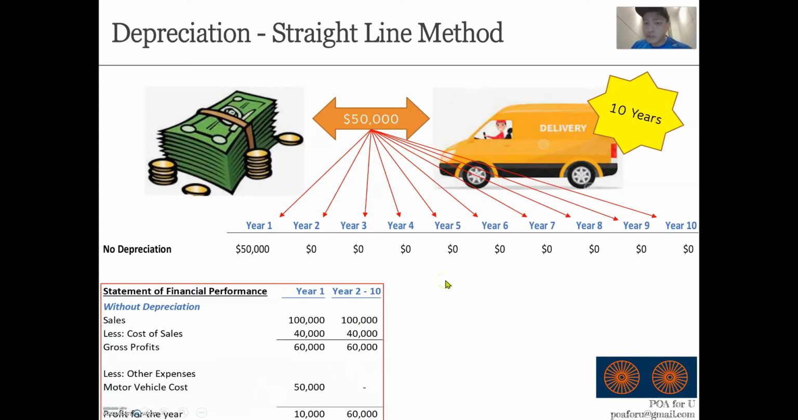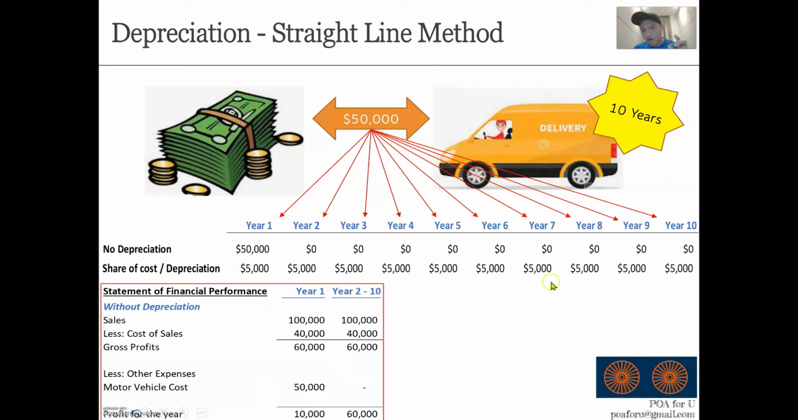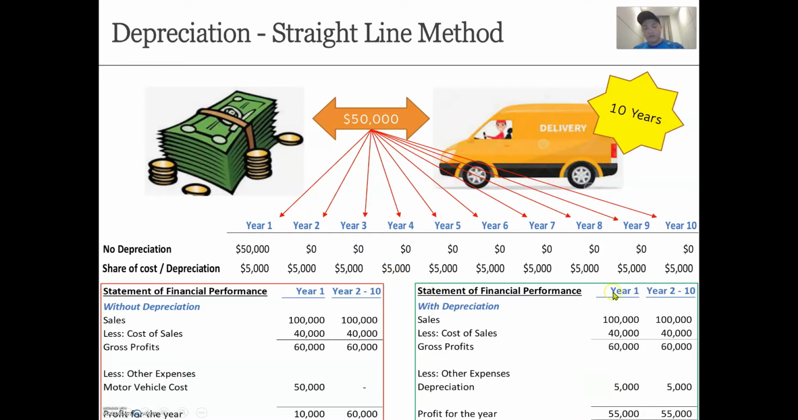Now that's why we have depreciation, and under the straight line method, you would have that depreciation across 10 years, since it's a 10-year useful life, sharing 1/10 of the cost each across the 10 years. Now what would happen in this scenario is your statement of financial performance would then have depreciation in the first year of 5,000 here instead of 50,000, and subsequent years 2 to 10 would be 5,000 as well. And then your profits, if everything else is the same, would be more balanced.